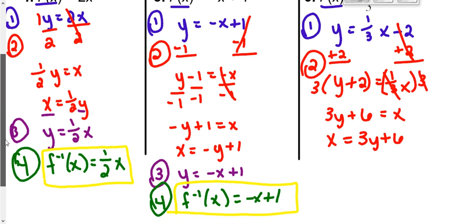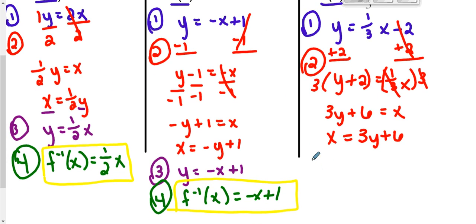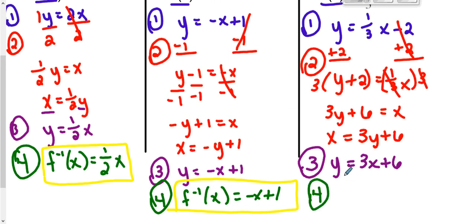And we can move to step 3. Step 3, switch your x and y. So we get y equals 3x plus 6. Step 4, change y to f inverse of x, and it equals 3x plus 6. There we go.